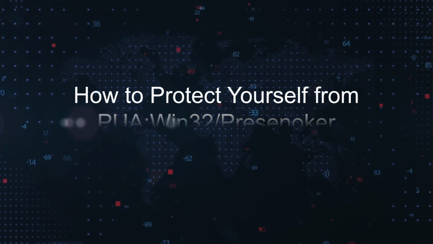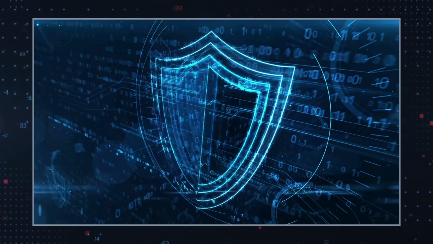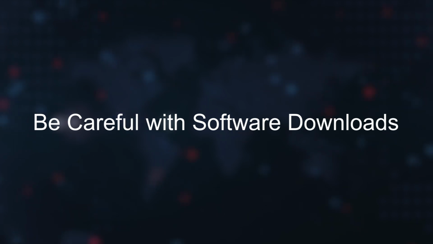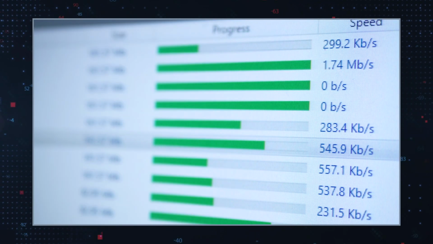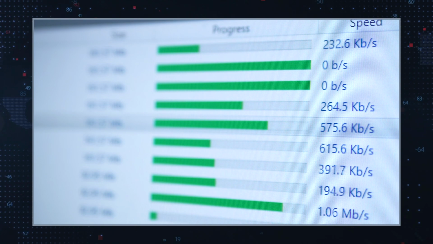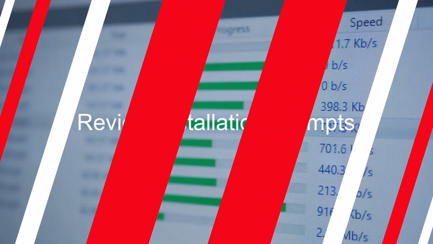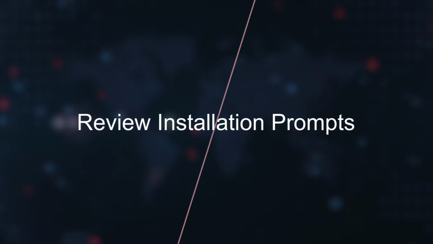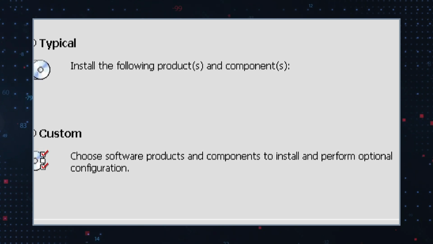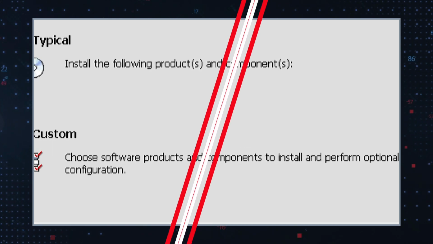How to protect yourself from PUA:Win32/Presenoker and similar threats. To avoid PUAs like Presenoker, follow these key practices. Be careful with software downloads. Always download applications from trusted and verified sources. Avoid third-party websites that bundle freeware with additional programs. Review installation prompts. Use the custom or advanced installation settings when downloading software to deselect any unwanted components.